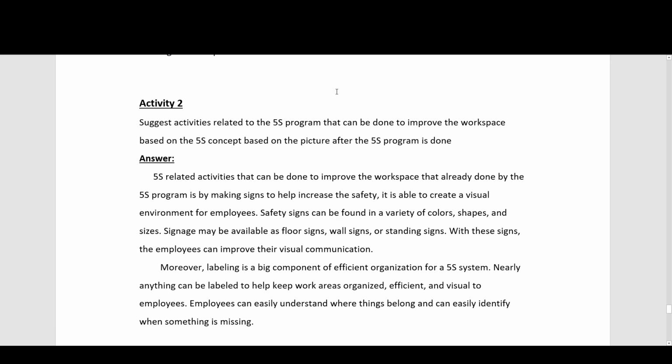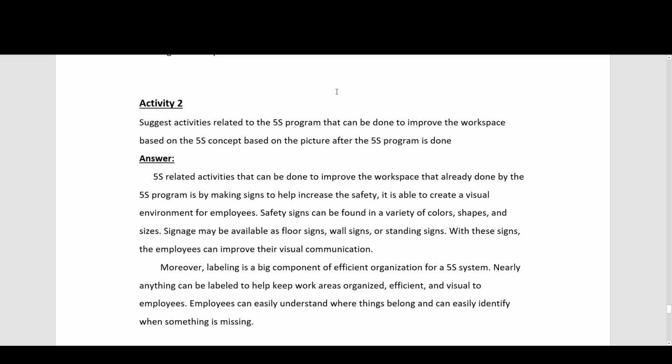So moving on to activity 2, we're going to suggest an activity related to the 5S program that can improve the workspace that has already done the 5S program, which is the right picture, right? So the activity that we can suggest is making signs to increase safety in the workplace, because we'll be able to create a visual environment for the employees.